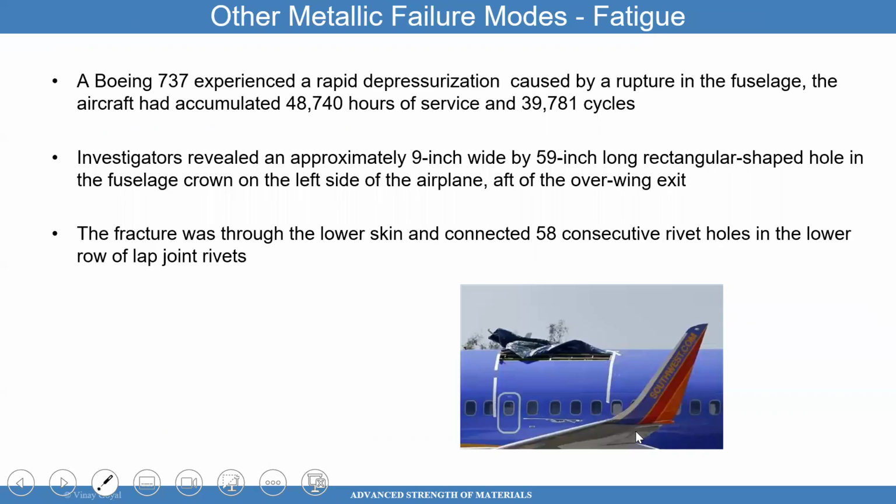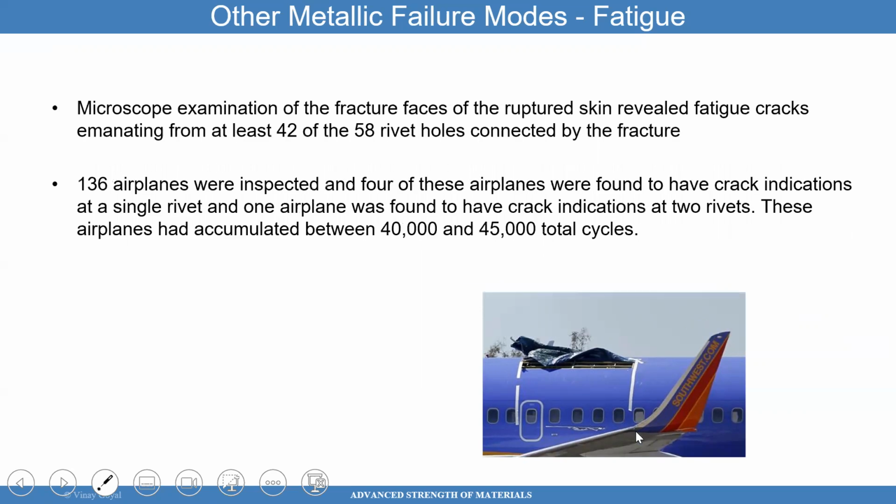That's the Southwest Airlines example I gave, the picture of it, if you have not seen it. That's another one. 136 aircraft were inspected, and 4 of these airplanes were found to have cracks just like this one. So it's lucky that these other ones did not see the extreme failures that were seen. And these airplanes had accumulated a lot of cycles, right? We're not talking about hours necessarily, but cycles.